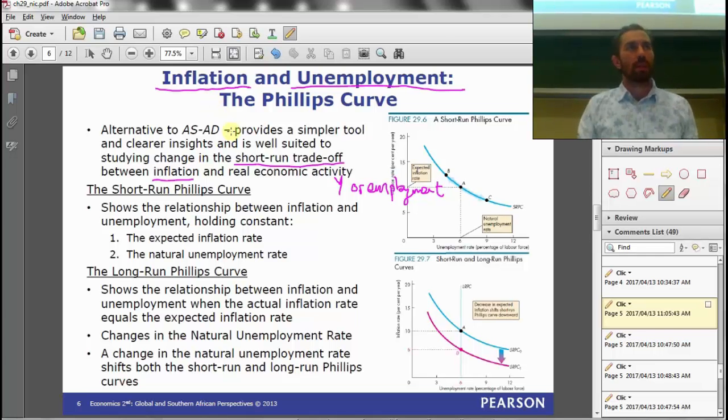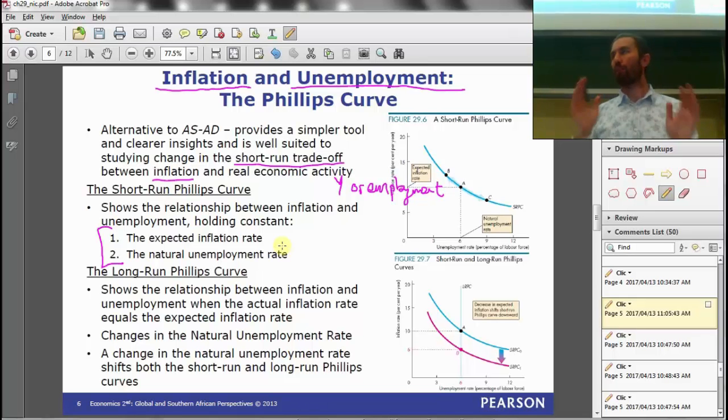We want to understand the relationship between inflation and unemployment. Our short-run Phillips curve says the following. It shows the relationship between inflation and unemployment holding constant expected inflation rates and the natural rate of unemployment. Okay, so those are the two things that are constant. So if we form an expectation and that expectation is fixed, what is the relationship then between unemployment and expectation? Also assuming that the natural rate of unemployment is fixed.